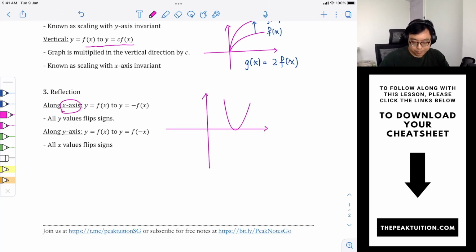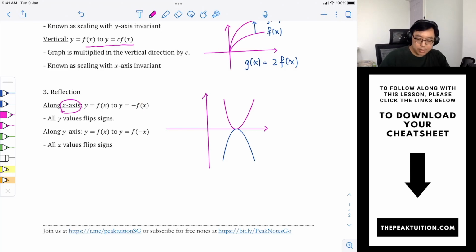So suppose we have this graph, we flip along the x-axis, we'll get this graph here. We notice that because we are flipping around the x-axis, what changed is the y values. So the y values of the graph get flipped, and therefore the negative sign is outside here.